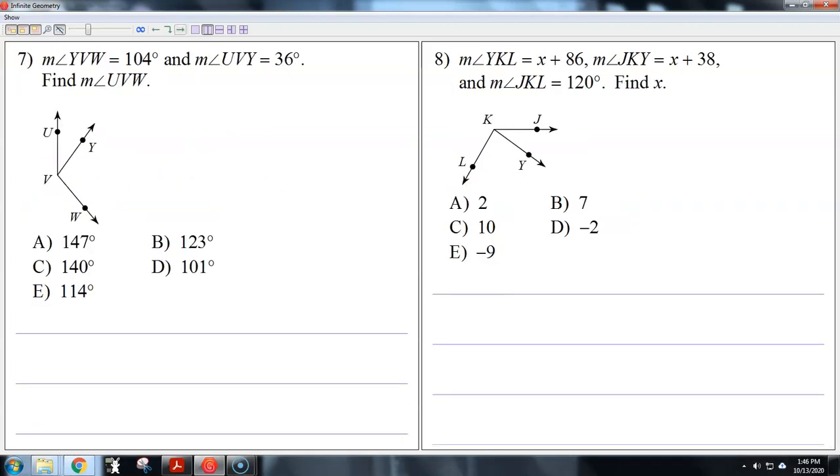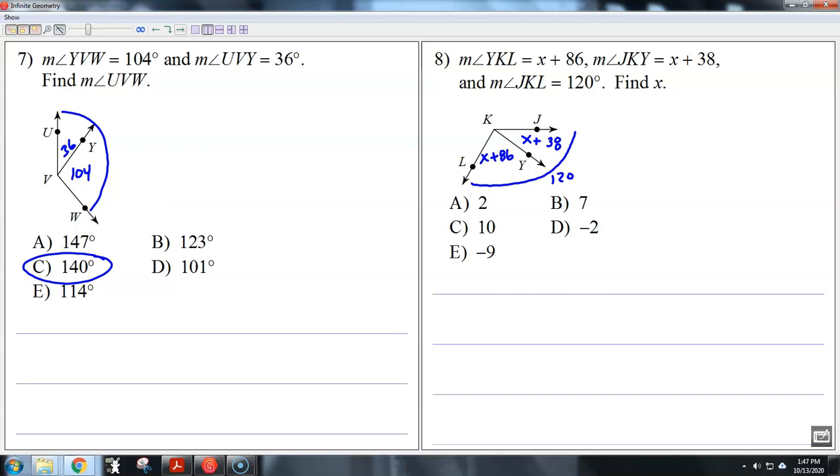All right. Number 7 and number 8. Number 7, YVW is 104. And UVY is 36. Give us UVW, which is the entire thing, so we add those together, 140. Number 8, we got some algebra on this one. YKL is x plus 86. JKY is x plus 38. And then the big dog, J to K to L, all of that together is 120.